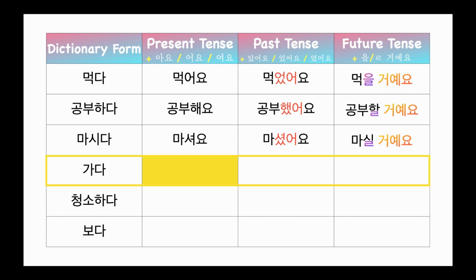가다 in present tense. 가요. Keep in mind that 가아요 is incorrect because this a vowel is far too redundant and doesn't need to be repeated, so it's just 가요. Past tense. 갔어요. And future tense. 갈 거예요.